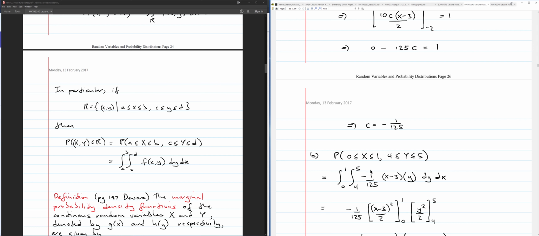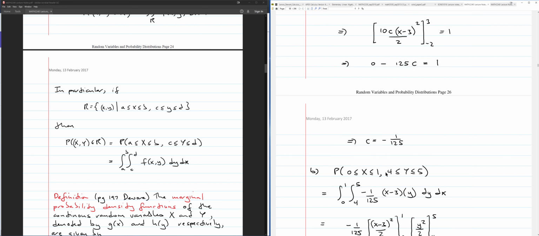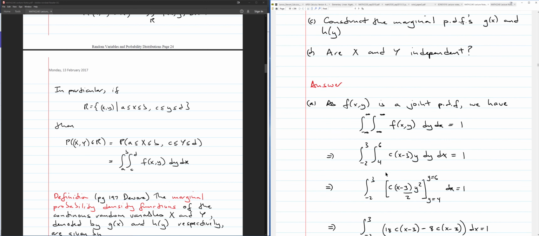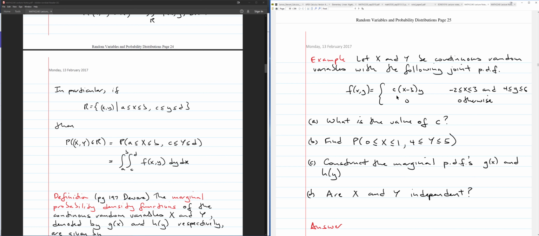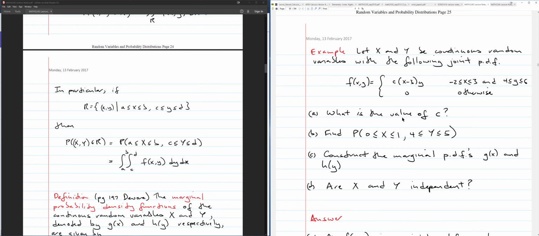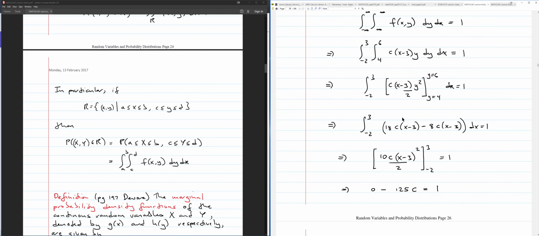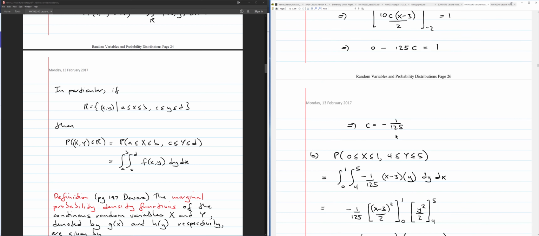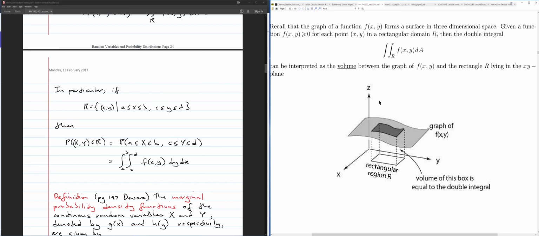So in this case, the joint PDF that was given to you was this over here, and what you did in part A was figure out what the c is. So the c is minus 1 on 25. Inside here, this is your joint PDF, and you're integrating over a rectangular region, so integrating over a rectangular region like this. Okay.